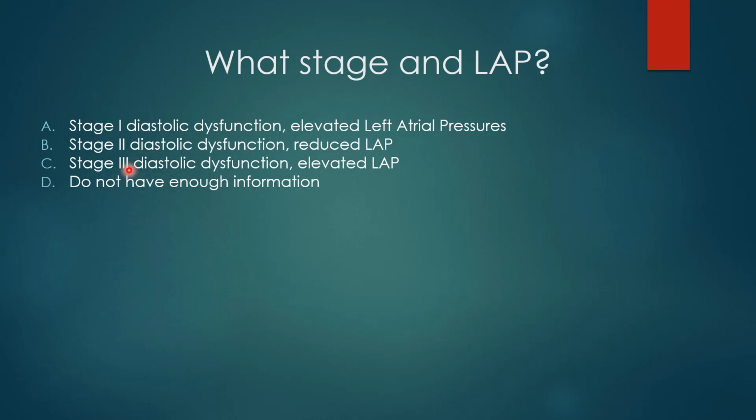Your left atrial filling pressures are really high. I already said stage 2 is typically elevated left atrial pressure. So again, if you were taking a test, this would be wrong. It'd be elevated left atrial filling pressures. So I'd already be crossing 1 and 2 out. But typically, E to A greater than 2, it'll be stage 3, and you'll have elevated left atrial filling pressures.